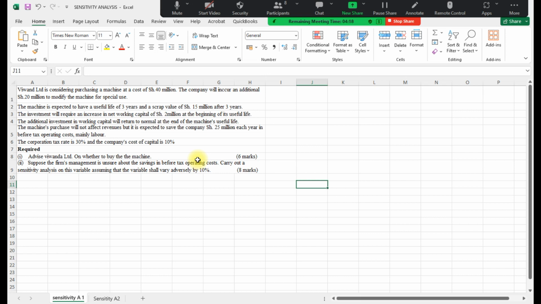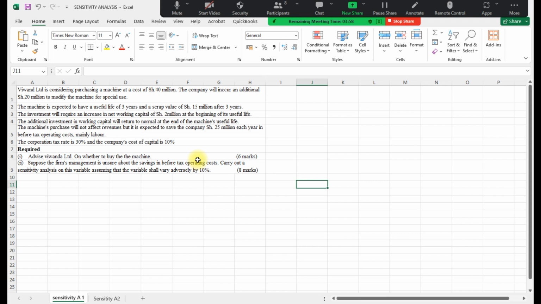The machine's purchase will not affect revenue, but it is expected to save the company 25 million each year in before tax operating cost, mainly labor. The corporate tax rate is 30% and the company cost of capital is 10%.